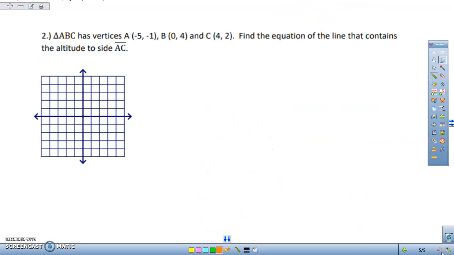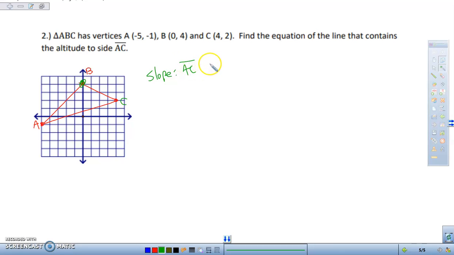And the last example, you guys, we're going to do really quickly because we're running out of time. It simply says the triangle ABC has vertices at -5, -1, 0, 4, and 4, 2. So I'm going to draw my triangle. And I want to write the equation of the altitude to side AC. Well, altitude goes from a vertex and is perpendicular to the opposite side. You'll notice that the slope of AC is 1/3. So my slope needs to be -3. We're out of time, but you'll see the answer.